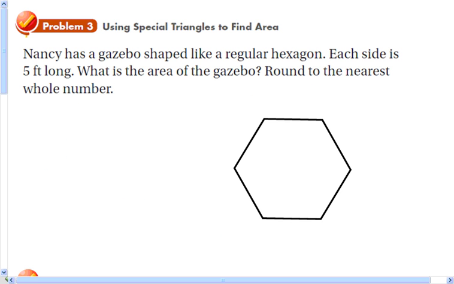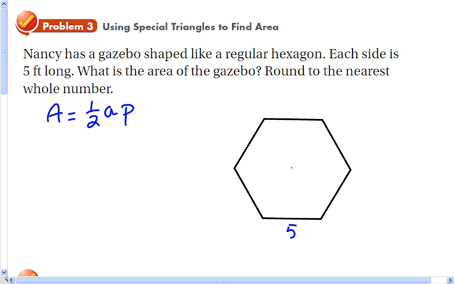All right, sometimes in certain shapes we're going to use some special triangle ideas to help us find the area. We are going to use the same formula, area equals 1/2 times the apothem times the perimeter. But in helping us find the perimeter, sometimes we need to use some other properties. So it says here each side is 5 units long, and we want to know the area of the gazebo.